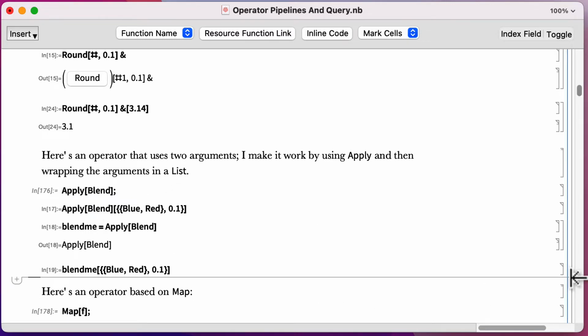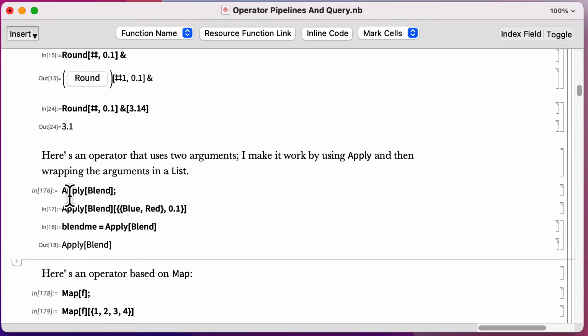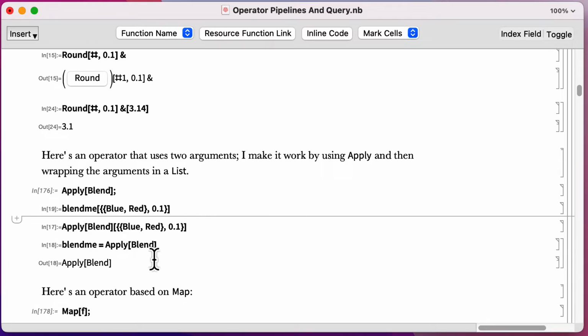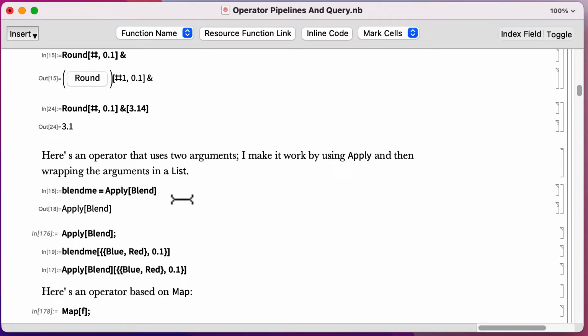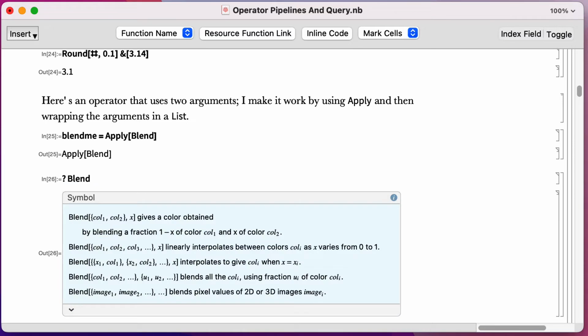Or, and again, let me just get rid of some of these outputs that you're not supposed to see yet. I could create an operator named blendMe, and what blendMe does is it applies blend, and blend can certainly take the following type of structure. Let's look at blend. It takes the colors that you want blended together, and then it tells you how much you want to emphasize, in this instance, the second color. But how do we write that?